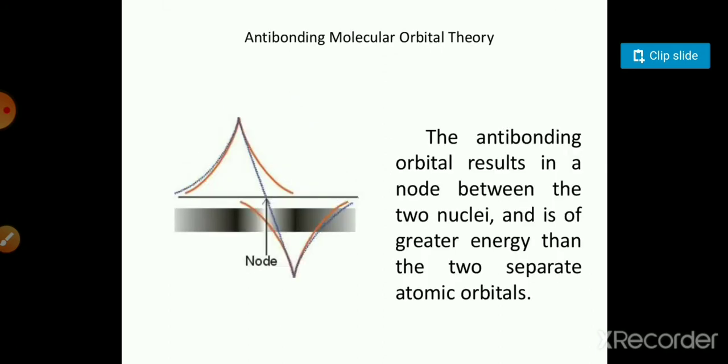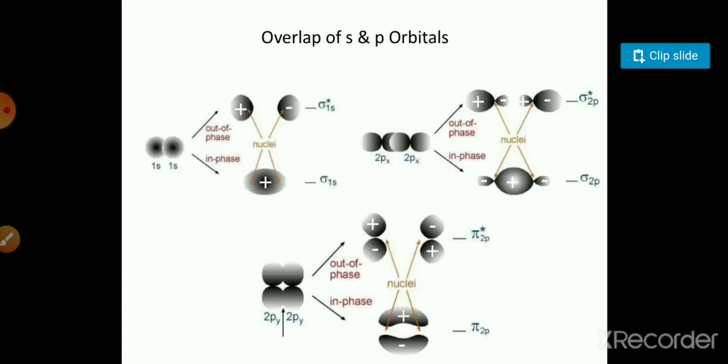Now, in molecular orbital theory, the antibonding orbital results in a node between the two nuclei and is of greater energy than the two separated atomic orbitals. So in this antibonding, the atomic orbitals cannot overlap with each other, and there is less chance of the electrons being present there. So there is a presence of a node in this kind of overlapping.